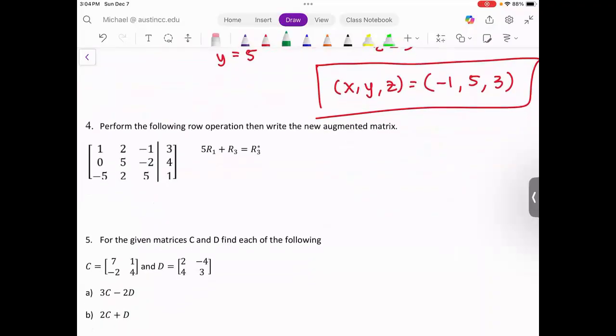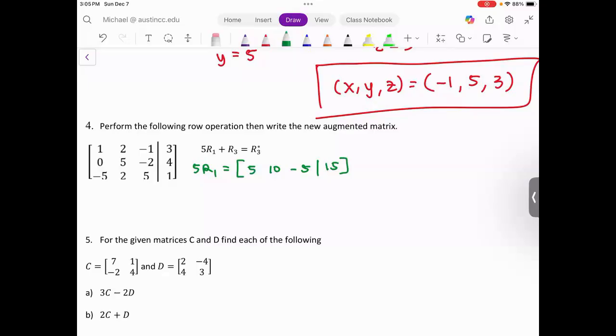Okay. Let's perform the following row operation and then write the new augmented matrix. So we're going to do 5 times row 1 plus row 3 to become our new row 3. So let's figure out what is 5 times row 1. Well, we just multiply each one of those values by 5. Oh, sorry, I messed all that up. Let's try this again. It's going to be 5, 10, -5, and 15.